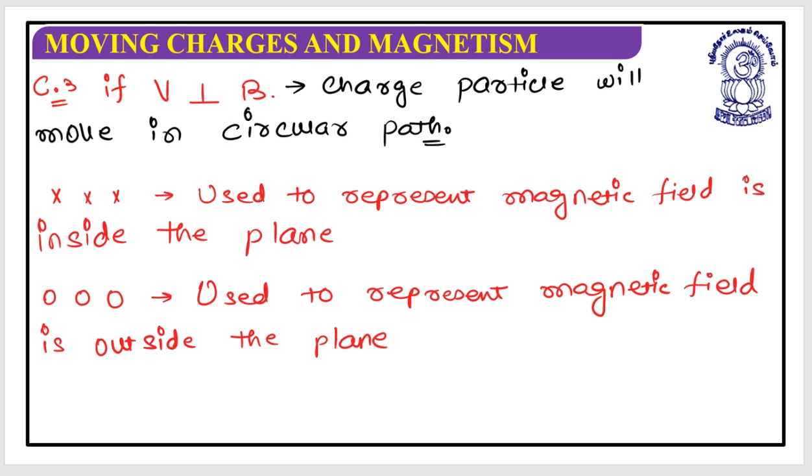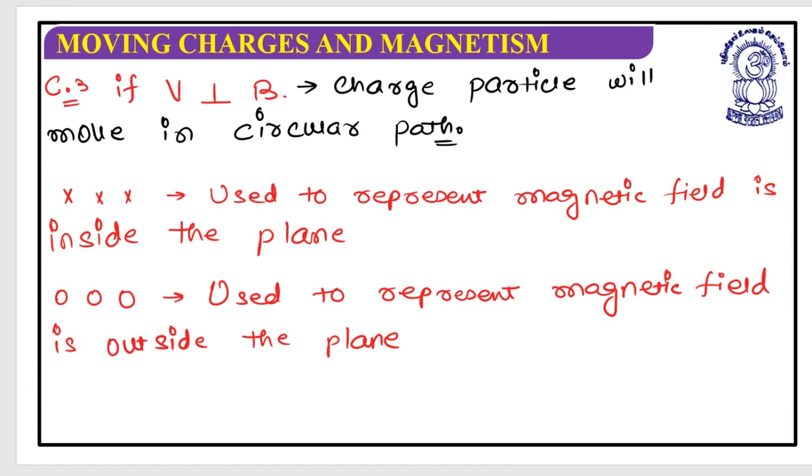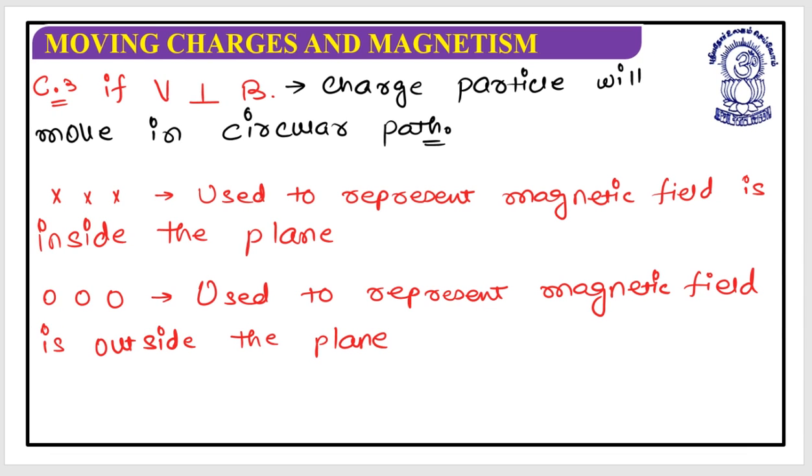One represents that the magnetic field is inside the plane, and the other represents that it is outside the plane. I hope these things are clear. Is it clear? Any difficulties in this? Anything? No? Okay.